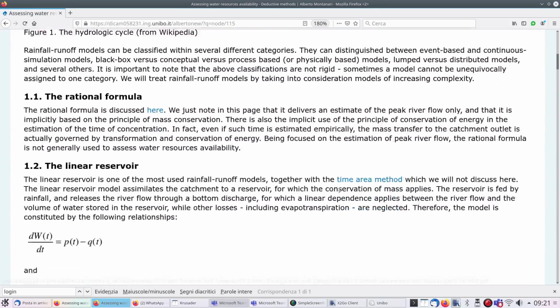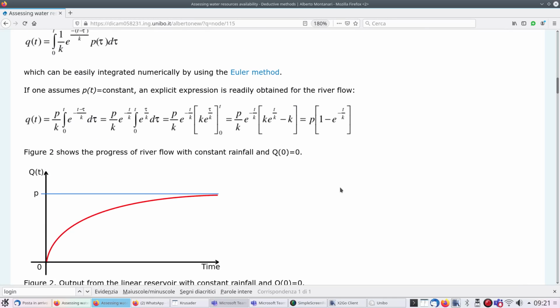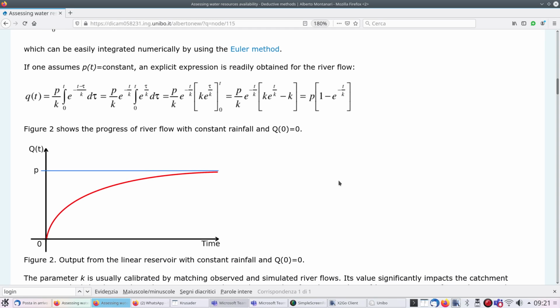Good. Now, first, you see here I included a figure related to the progress of river flow according to the linear reservoir, a progress along time with constant rainfall, and Q0 equals zero, so initial river flow, initial condition, it's zero. And as we concluded last time, the graph starts from the origin and goes up, tending asymptotically to rainfall intensity multiplied by catchment area.